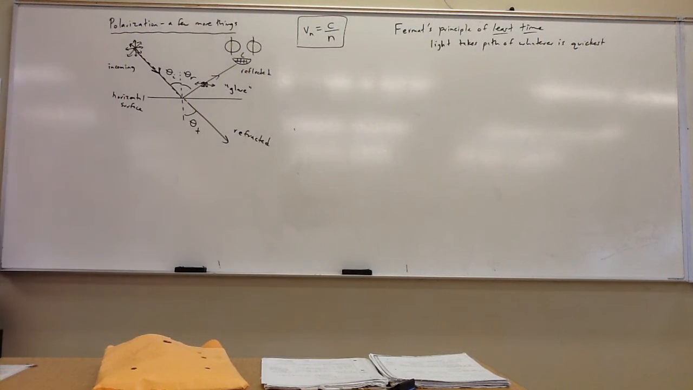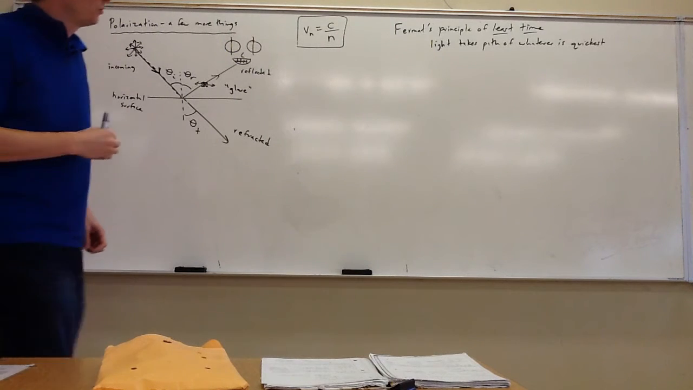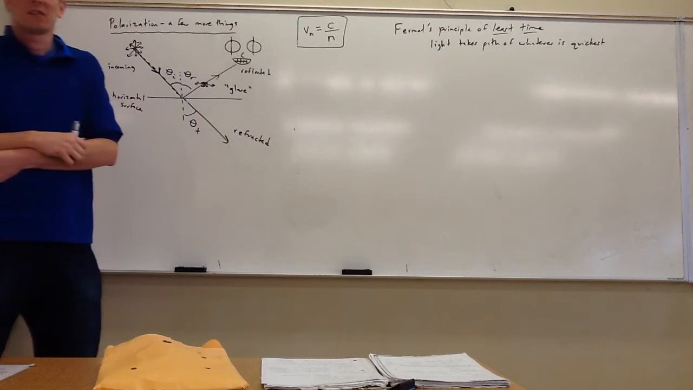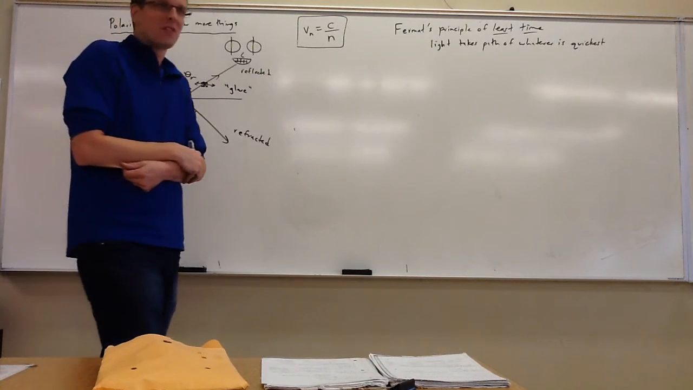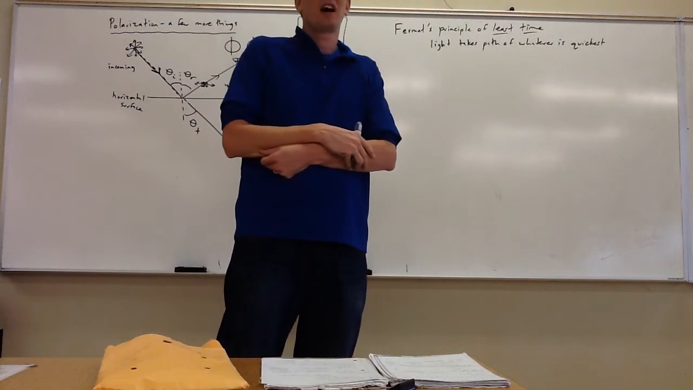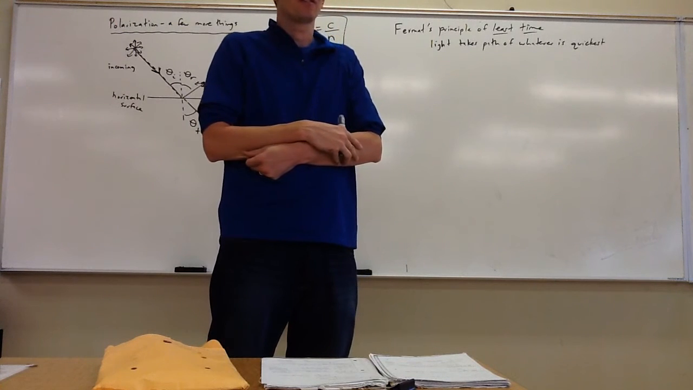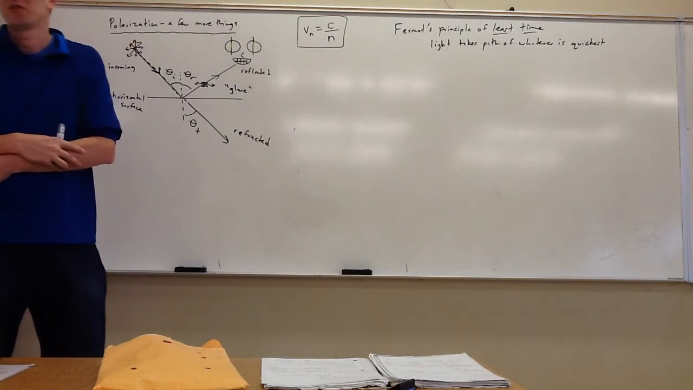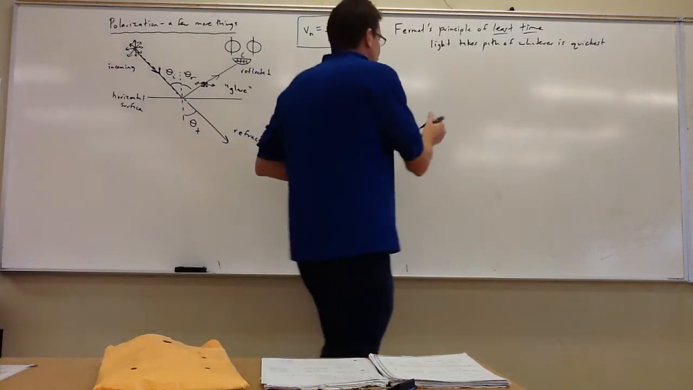So if you're trying to figure out how light is going to move, what path it's going to prefer, it's going to do whatever is the quickest. Now, as we will discover, whatever takes the least amount of time may not necessarily be the shortest distance. We're used to associating, if you want to get somewhere the fastest, you also go in a straight line. But that is not always the case. Let me give you an example.